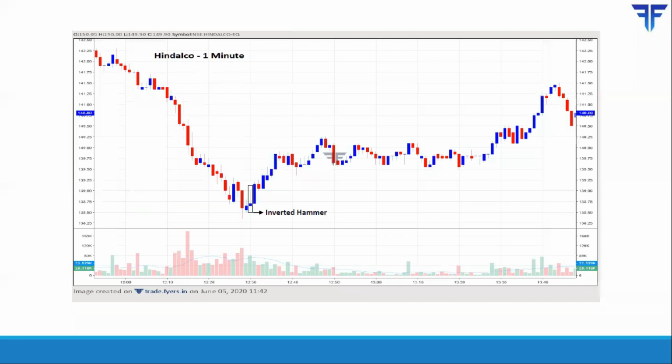Finally, now drilling down to an extremely short time frame, that is the 1 minute chart. This is the chart of Hindalco on 1 minute time frame. Now here you have an inverted hammer pattern that appeared after a decline in the price of Hindalco. In the subsequent candles, the low of the inverted hammer was not broken, while the high of the inverted hammer was broken. So that indicates that this downtrend is possibly ended, and we could see higher prices going forward, which is what happened in the subsequent few minutes.